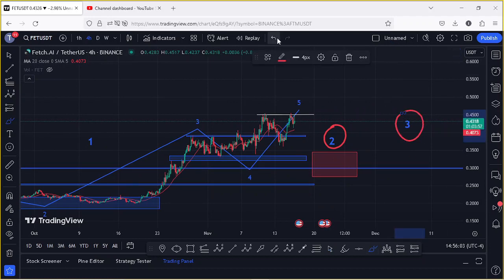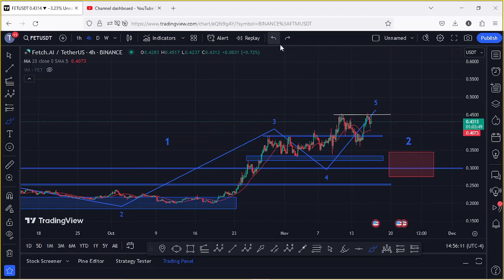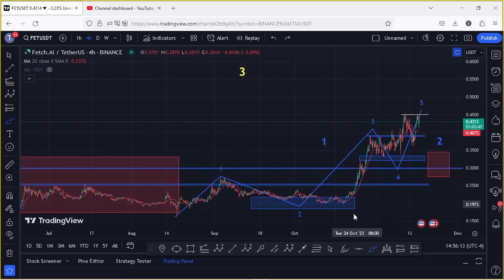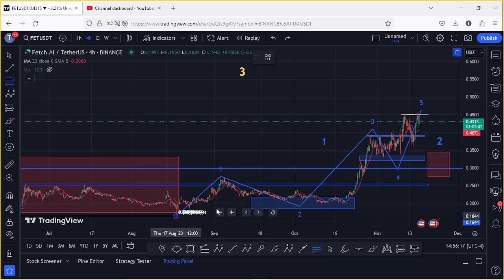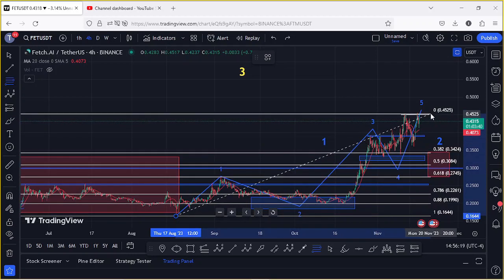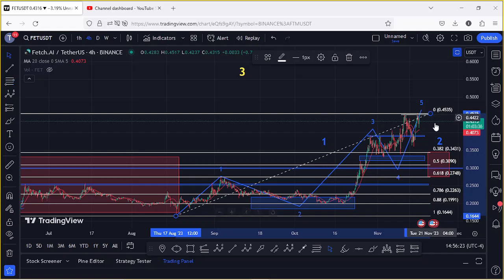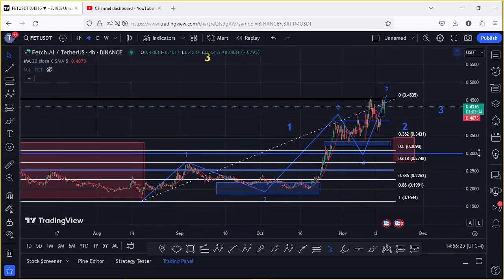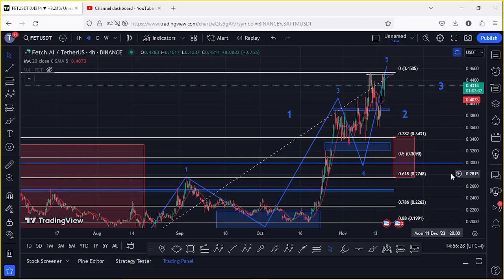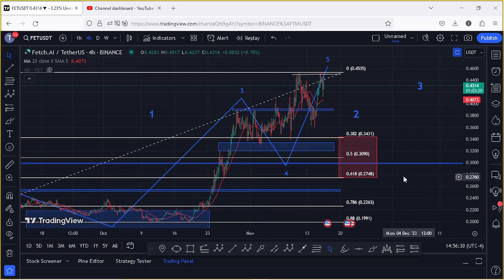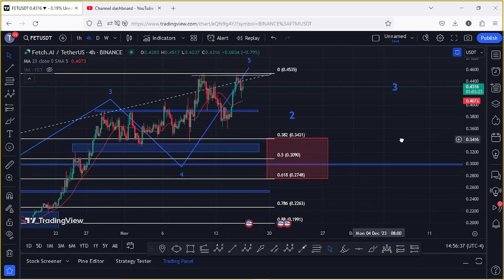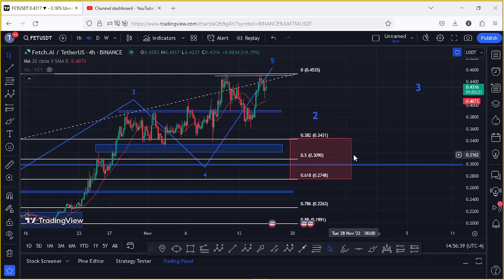The minimum target areas for the second wave can be given using the Fibonacci, connecting the Fibonacci from the low of the first wave down there to the high of that wave 1, giving me a minimum pullback target area between the fib level 0.382 and the fib level 0.618, and that is between the $0.3431 mark and the $0.2748 mark, which is the area that I have highlighted on the charts using this red target area.